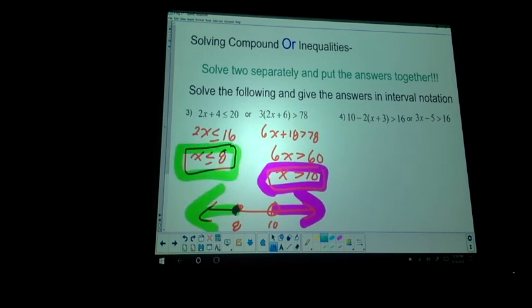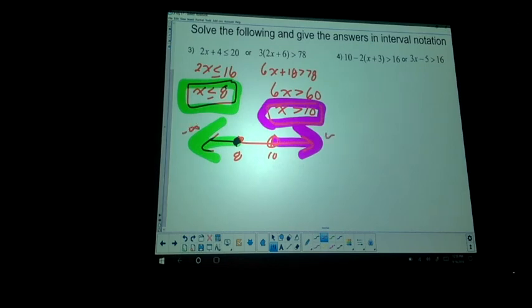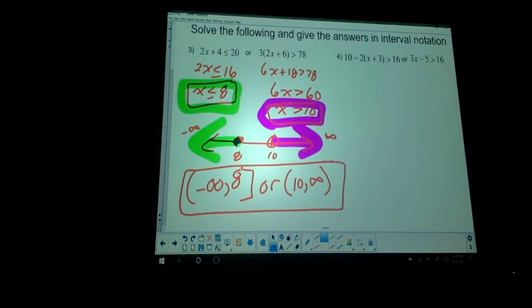We want to write this now in interval notation. So this is going to negative infinity, this is going to positive infinity. So read it left to right. It goes from negative infinity to 8 square bracket. It's an OR problem, so what word goes in between it? Or. Thank you. Rounded bracket at 10 goes to infinity, done. This is my interval notation of how to write that problem. Any questions on that? We good?